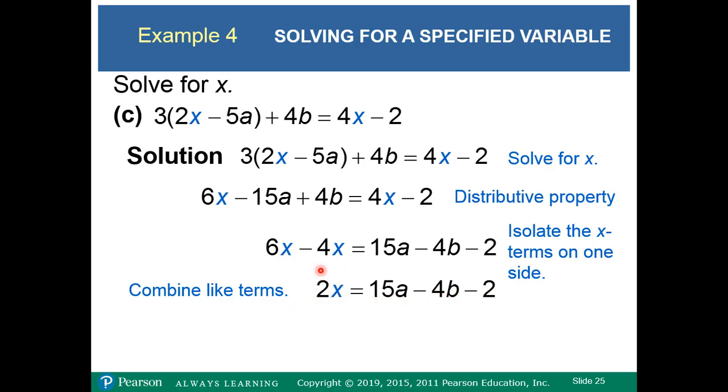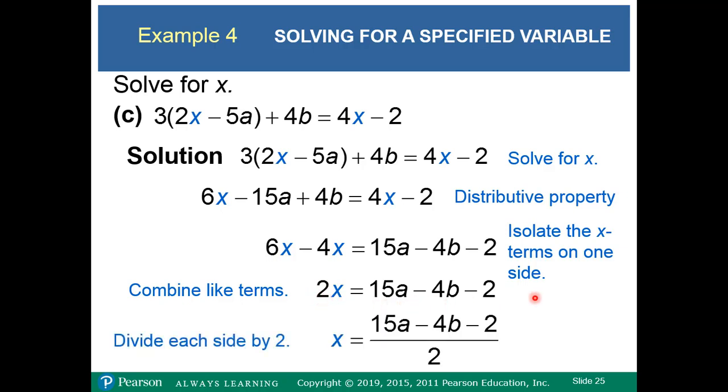So now all I have to do is what? Divide by 2. And I'm going to do that to both sides. So I'm going to divide this whole thing by 2. And so this is my solution. This is the way I would leave it. There's no more I can do to further simplify this fraction. Okay, so this is the way I'm going to leave it.